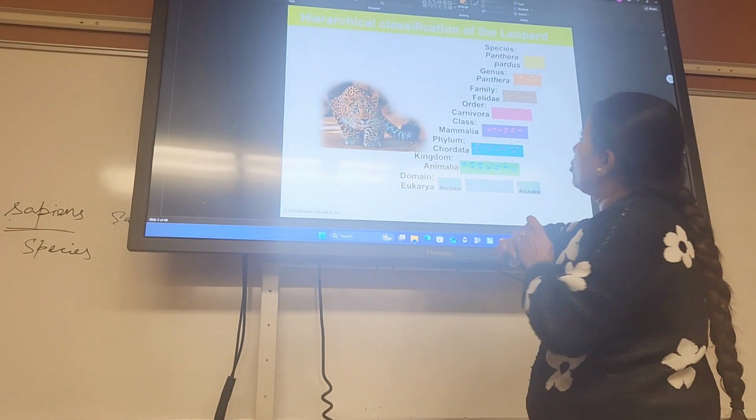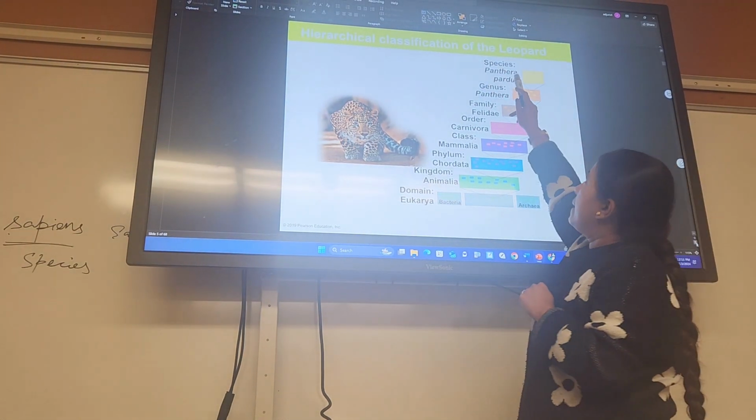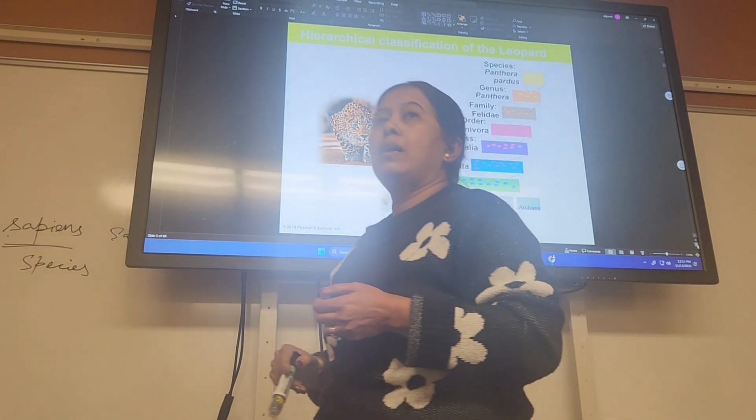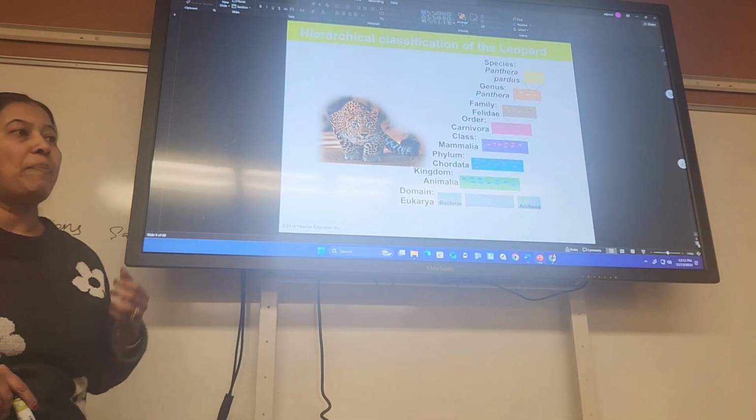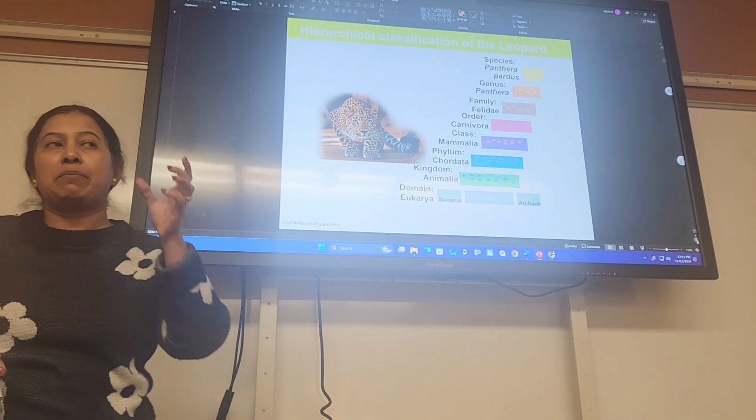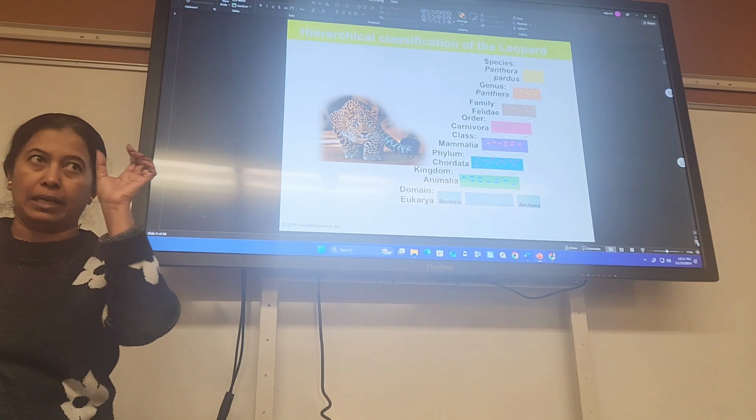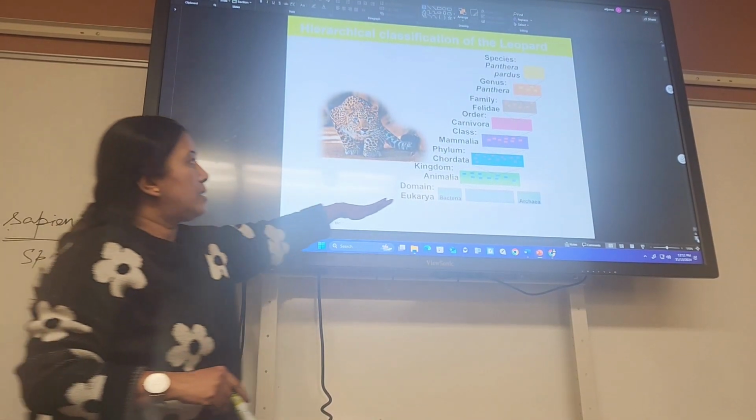So for example, for the leopard, for scientific purposes, the scientific name is Panthera pardus. Okay, the lion would be Panthera leo. Okay, the tiger would be Panthera tigris. So that means you see, Panthera is the common genus, and the species is different: leo, pardus, tigris, and so on. And this is how it goes.